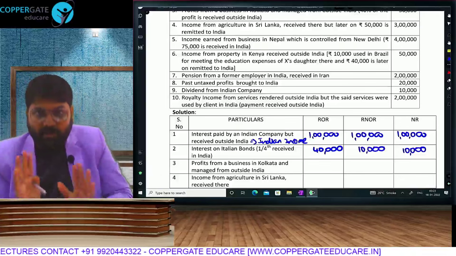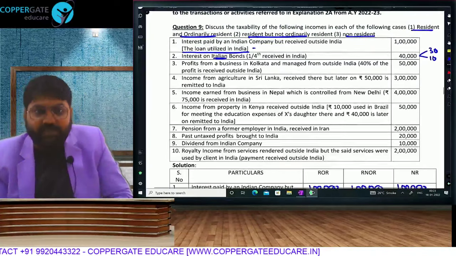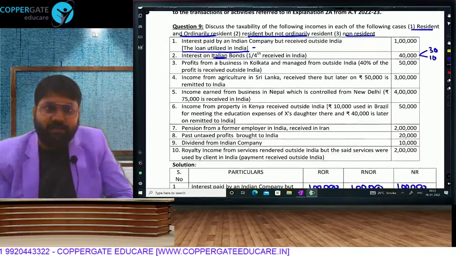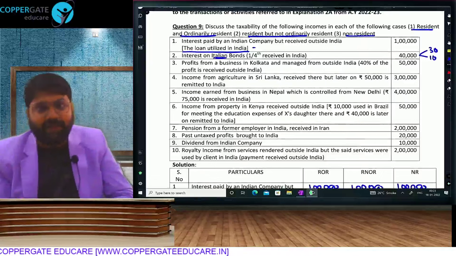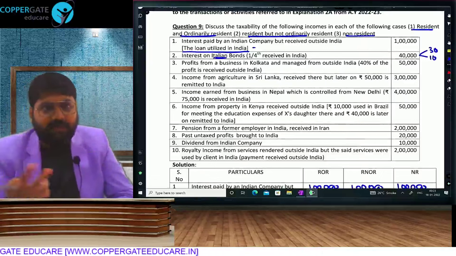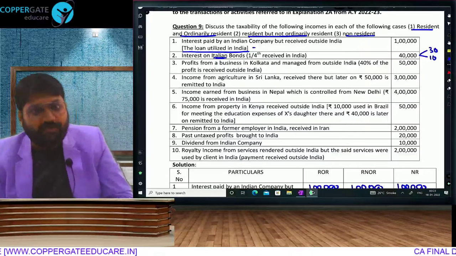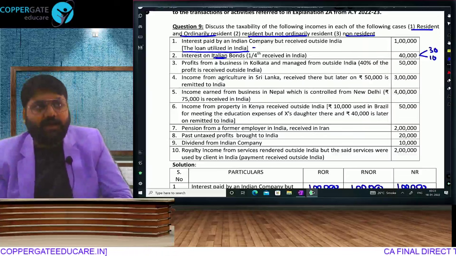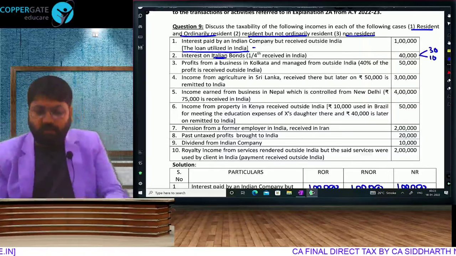So, all you are required to do is now understand the task. Look at the income. Decide from this income what is Indian income, what is foreign income. For ROR, don't decide. For ROR, you directly make him pay tax on it. For the other two assessees, decide. And which part you will make them pay tax on? Only on the Indian income. And for RNOR, foreign income if controlled from India. Understood? Let's see if the process becomes a little fast as you go further.